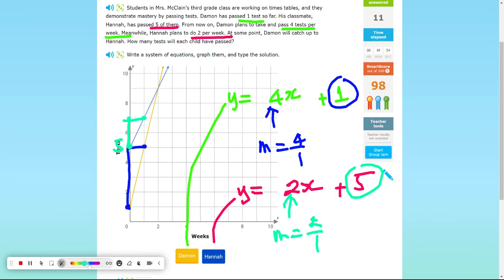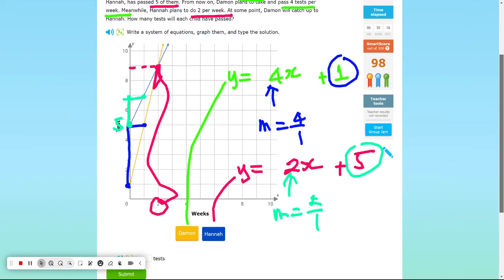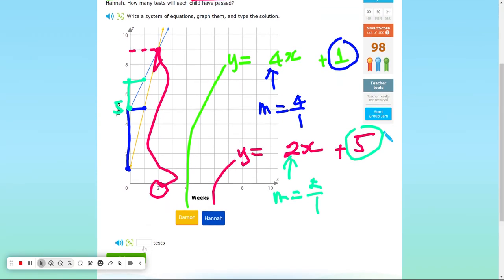You can see over here, both of them have the same amount of tests after 2 weeks. After 2 weeks, right here, the total number of tests should be 9. Let's see the question they asked. They asked how many tests. So I put 9 in the box.